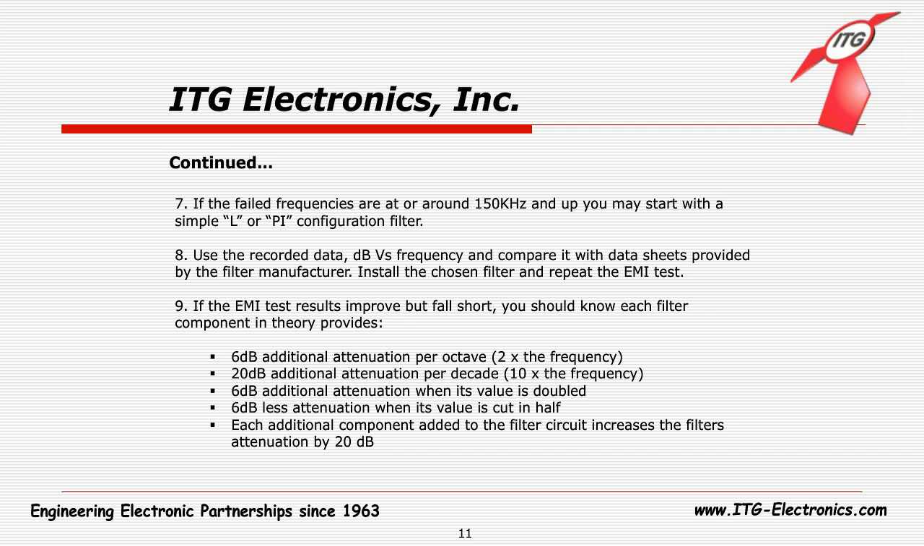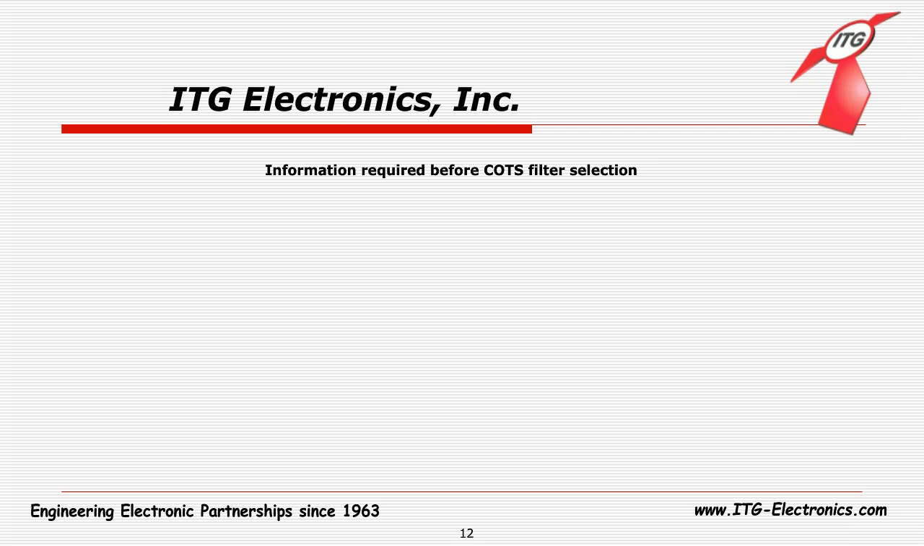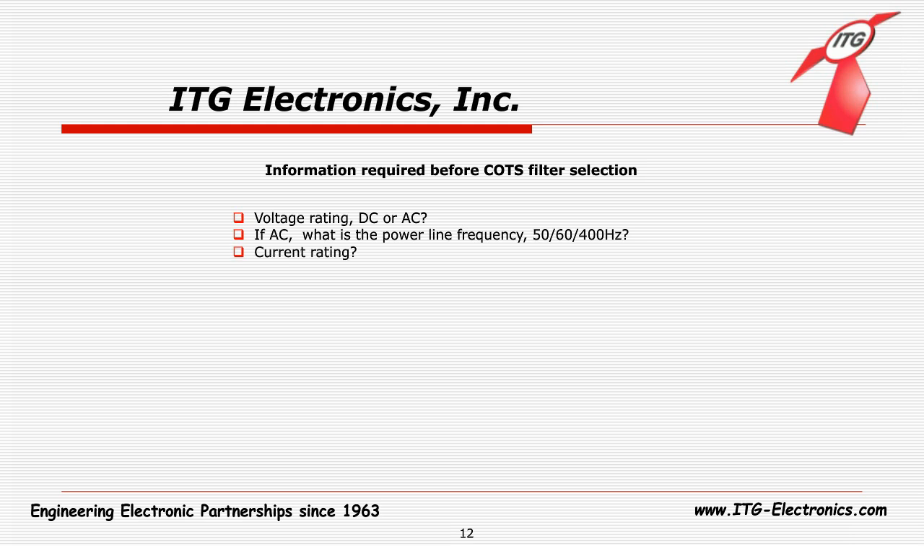Now that we know all this, let's see what is required for a filter engineer to start designing a filter. Of course, the first thing to know is the voltage rating. Is it AC or DC? If it's AC, is it a single line or three phase, and what is the power line frequency, 50, 60, or 400 hertz? Of course, we need to know the current rating. If it's a three phase, is it a Y or delta connected system? We need to know the leakage current. Actually, in both military and commercial, there are always leakage current requirements. So that's very important to know because that determines how much capacitance can be connected to ground to mitigate common mode noise.